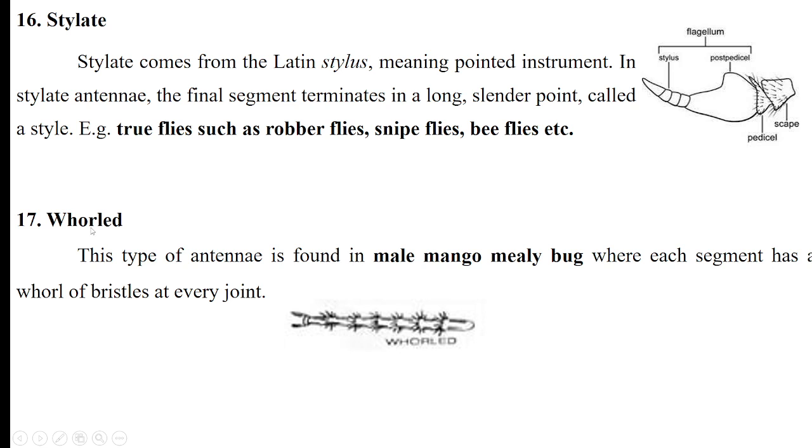Then the last antennae is whorled type of antennae. This antennae is found in male mango mealybugs. We know that only male mango mealybugs have antennae and wings. However, females have no wings or antennae. In this antennae, these segments have a whorl of hairs at every joint, you can see here.